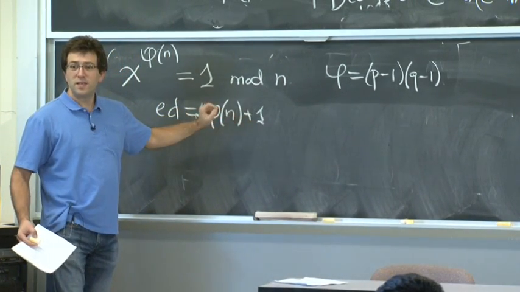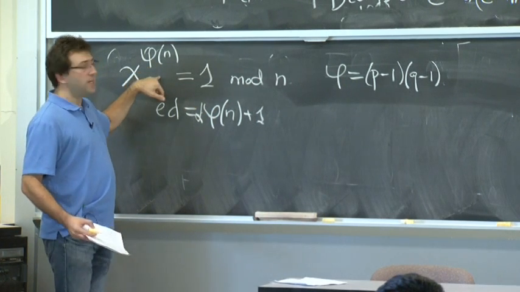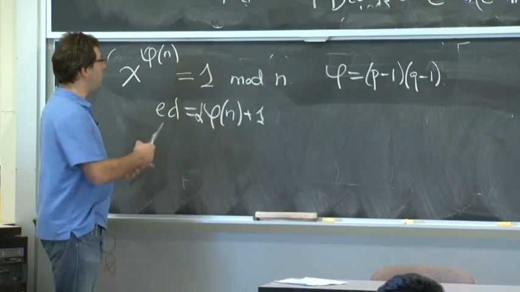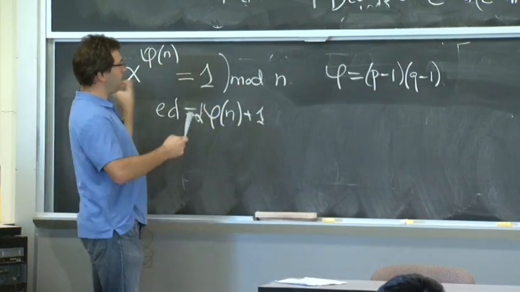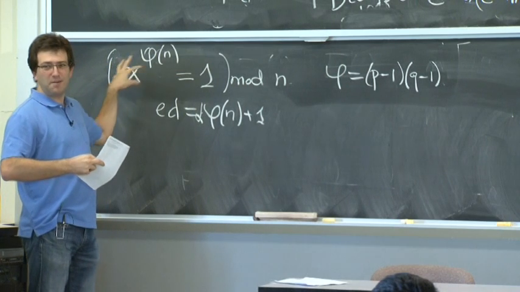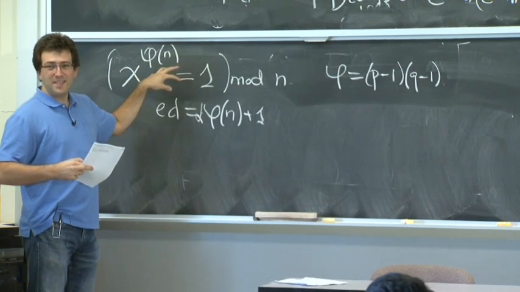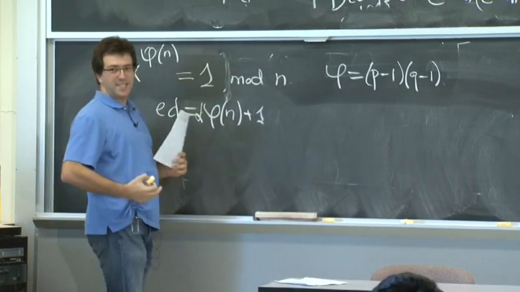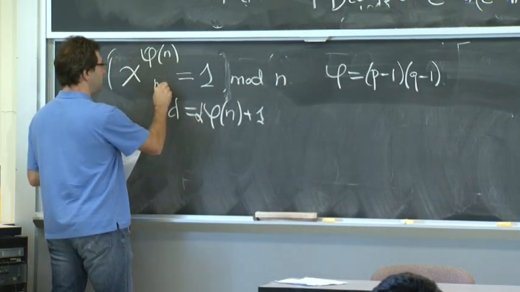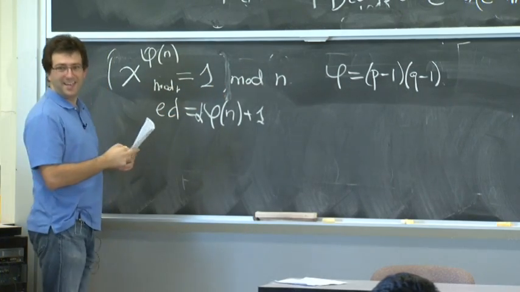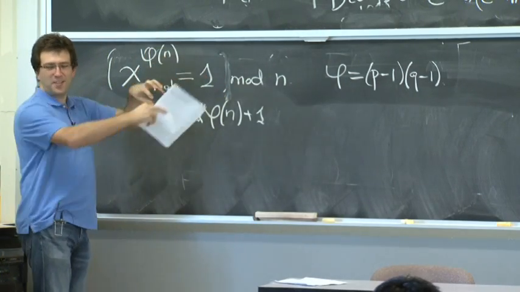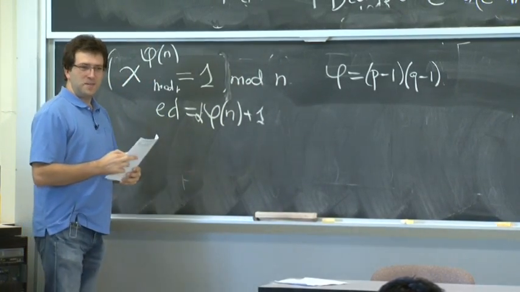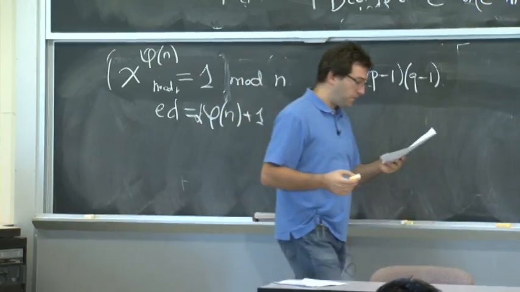Sorry? Isn't one mod n just one? Yeah, sorry, I mean this. So when I say this mod n, it means that both sides taken mod n are equal. If you want to think of mod as literally an operator, you would write: this guy mod n equals 1 mod n. So that's what mod n on the side means. Like the whole equality is mod n. Yeah, sorry for the notation. Make sense? All right.